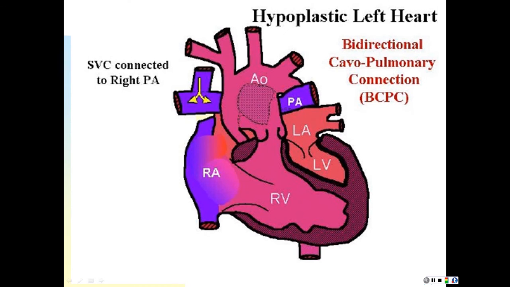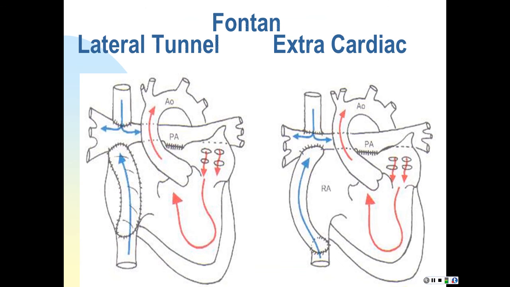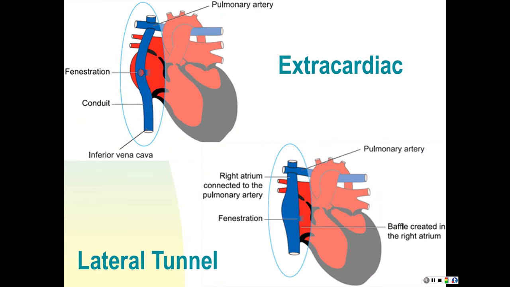Then they're going to come back in 2 to 3 years, maybe even 4 years, for their third surgery, which is called a Fontan. The Fontan takes the inferior vena cava and also sews it directly to the pulmonary arteries. So what you see is that all the red blood is inside the heart and all the blue blood is outside of the heart. And that's where they're going to live for the rest of their life, with a Fontan. There are a few different ways they can do the Fontan, but pretty much what I told you is it.